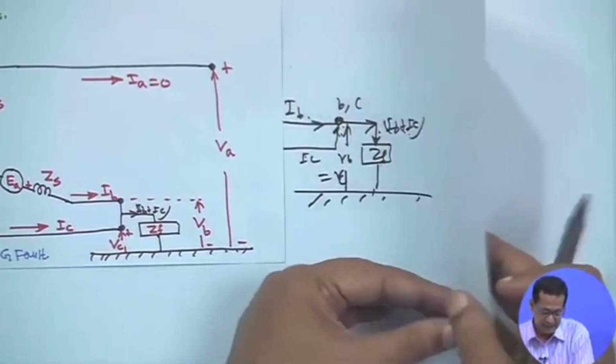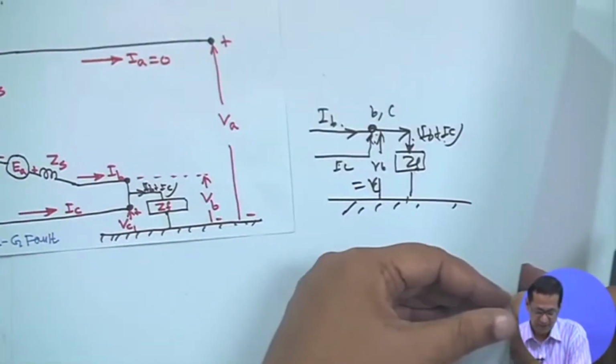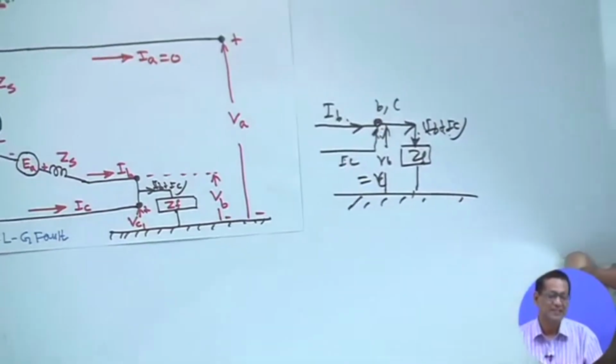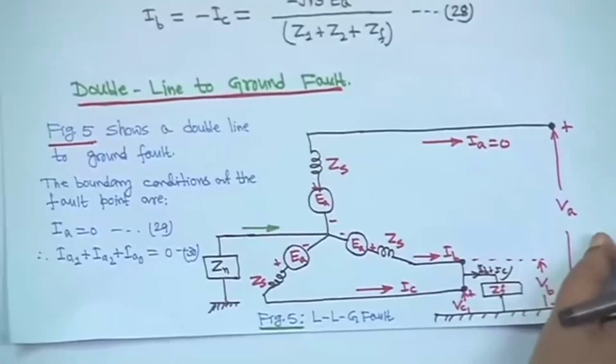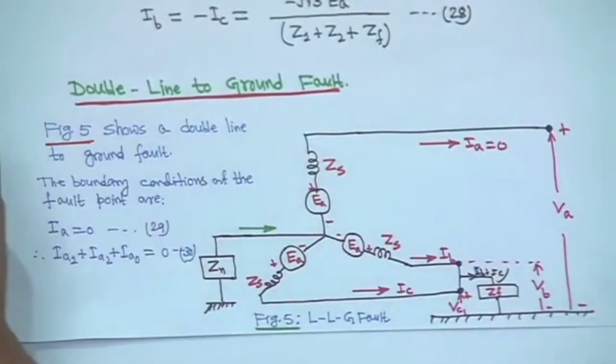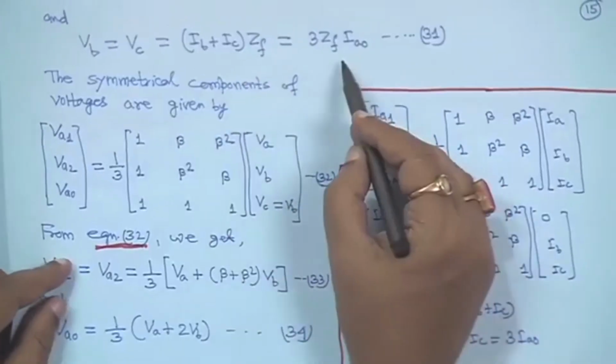I hope you have understood this simple thing. So, in that case we can say that VB is equal to VC is equal to IB plus IC into ZF, which is equal to 3 ZF into IA0.